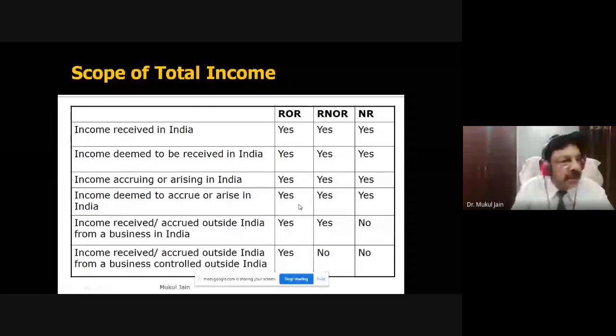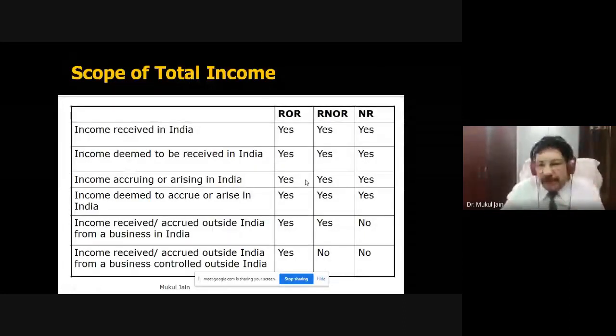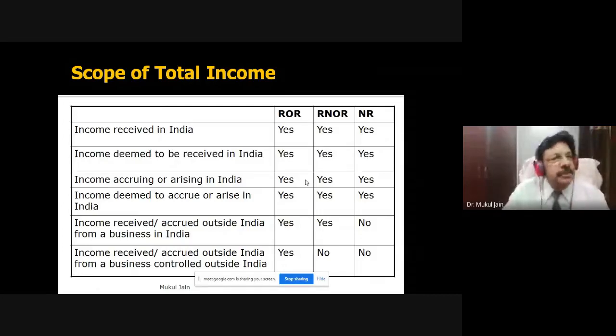Now, many people are coming back to India during this pandemic time. Many people from America have lost their jobs, or they were there, and now companies are saying you can come back to India. You have to work from home, so why stay in America? You can come back. So these people will be coming back to India, and in the subsequent year they will become resident and ordinarily resident.